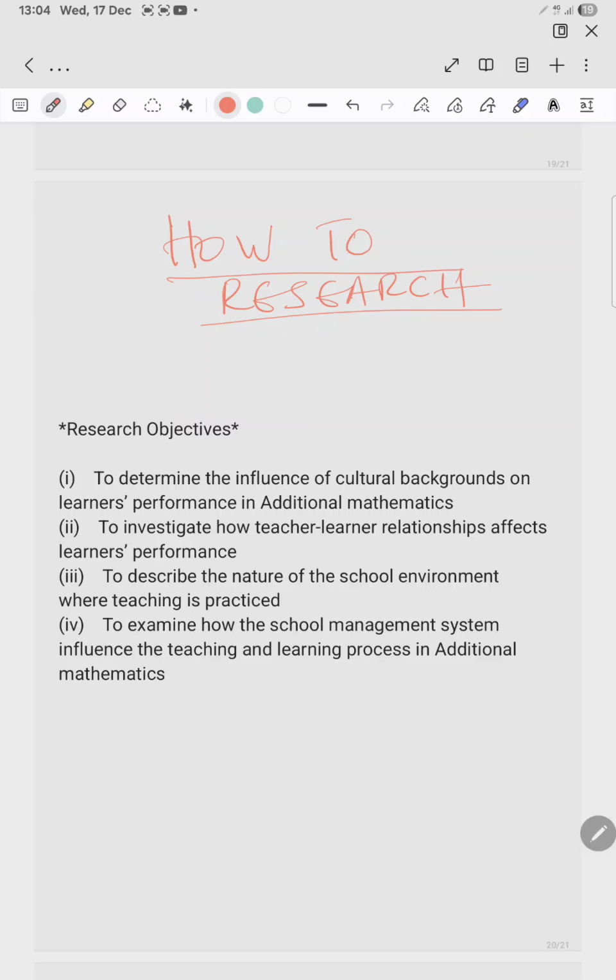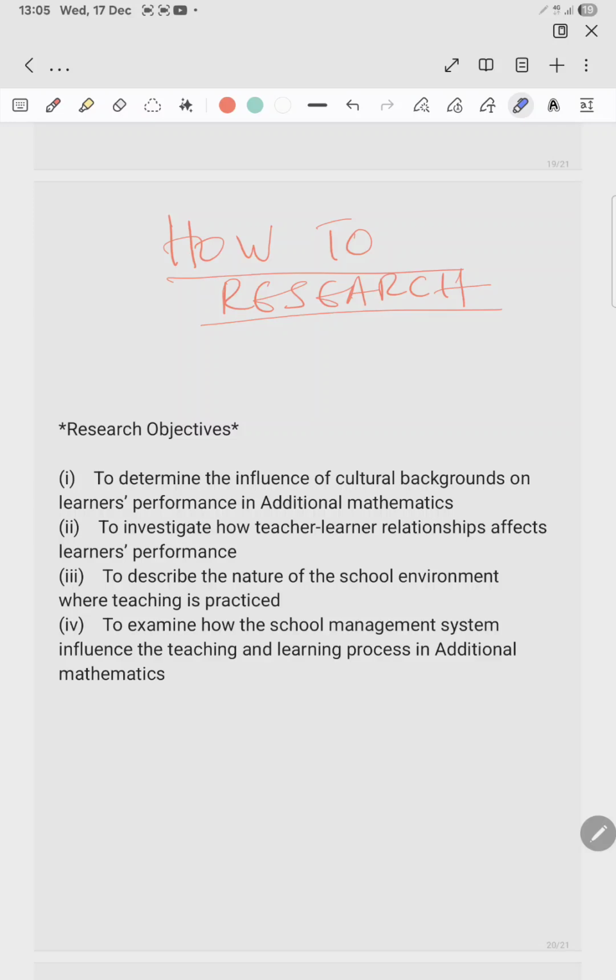For instance, I'm looking at the factors that lead to high failure rate among grade 12 learners at secondary schools. Let's say you formulated your objectives, number 1, number 2, number 3, number 4. So we have 4 objectives, and our first objective is to determine the influence of cultural background on learners' performance in additional mathematics. We are trying to look at whether learners are failing mathematics because of their cultural background, or maybe they are just failing it because of other reasons.